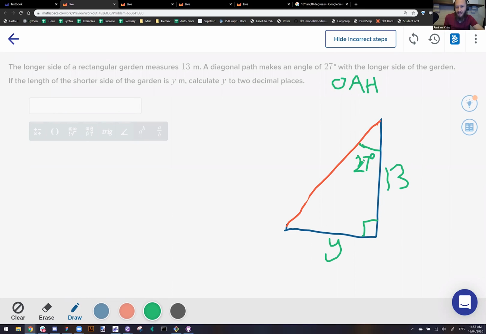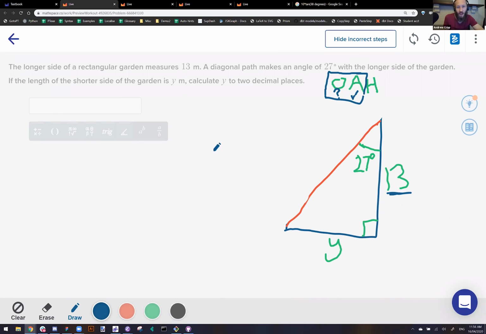Well, I've been given the one that is adjacent to the angle, 13. So I know this one. And I want to find y, which is the opposite one. I don't know what it is. And what links together O and A? You can think of it again as being like a rise over run triangle. O and A are linked together by tan.